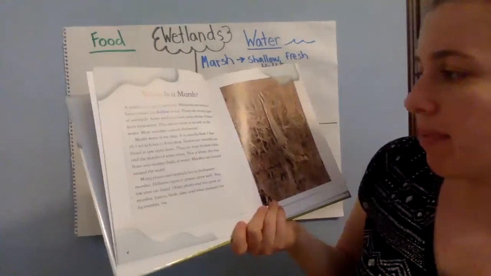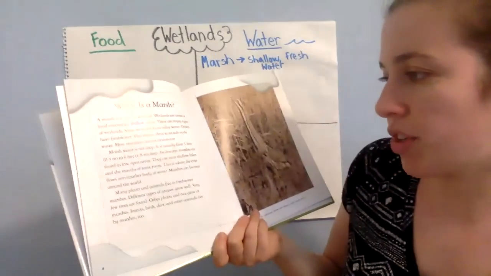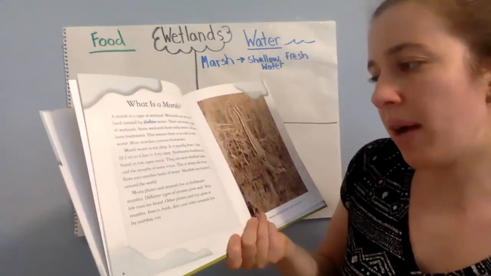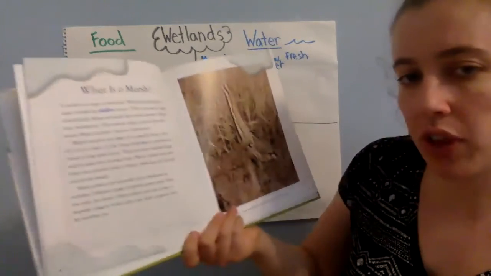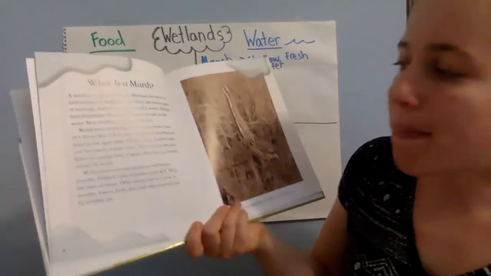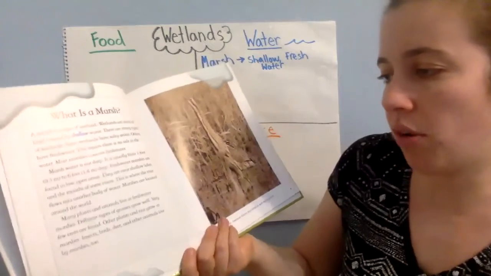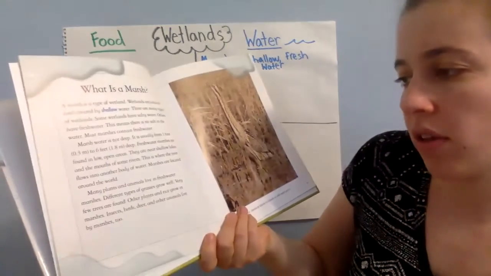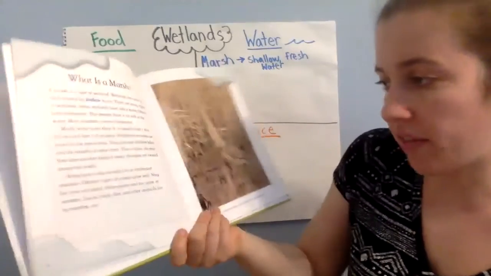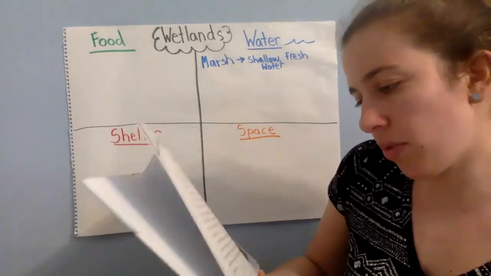Marsh water is not deep. It is usually from 1 foot to 6 feet deep. Freshwater marshes are found in low, open areas. They are near shallow lakes and the mouths of some rivers. This is where the river flows into another body of water. Marshes are located around the world. Many plants and animals live in freshwater marshes. Different types of grasses grow well. Very few trees are found. Other plants and rice grow in marshes. So rice grows in this kind of environment. Insects, birds, deer, and other animals live in marshes too.